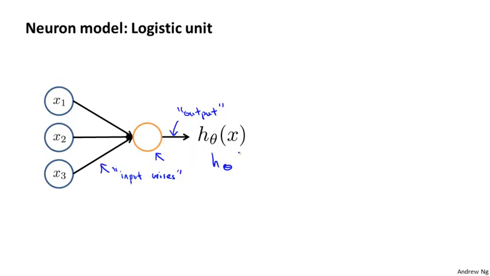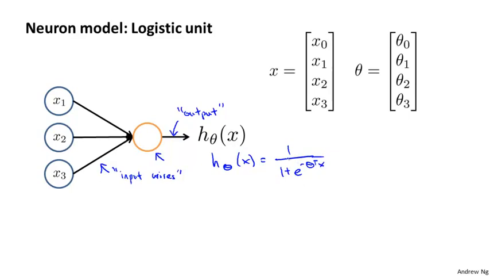And whenever I draw a diagram like this, what this means is that this represents a computation of h of x equals 1 over 1 plus e to the negative theta transpose x, where as usual, x and theta are our parameter vectors, like so. So this is a very simple, maybe vastly oversimplified model of the computation that the neuron does, where it gets a number of inputs, x1, x2, x3, and it outputs some value computed like so.